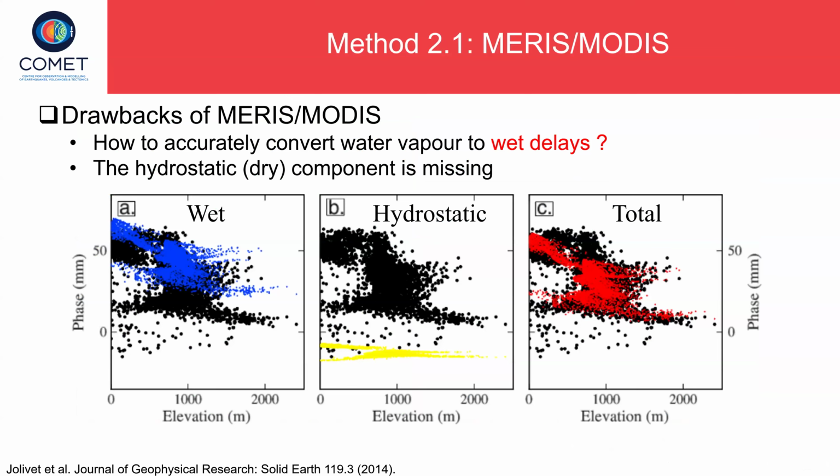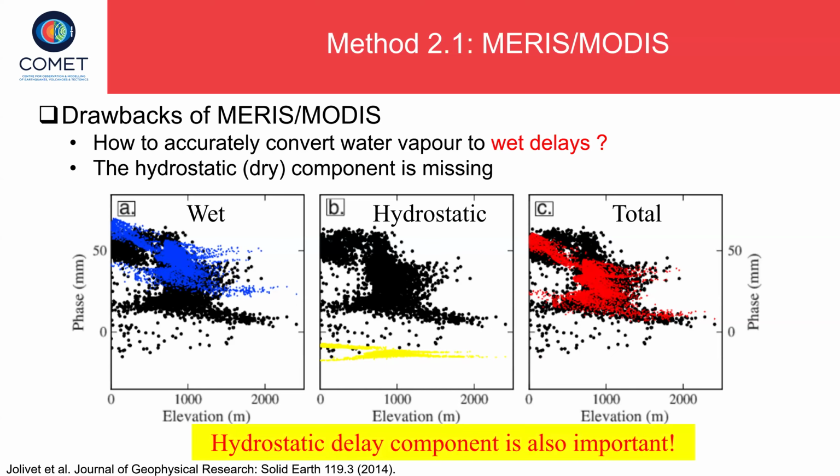But the drawback of using this kind of equation is that it ignores the hydrostatic delay. The dry component is missing because it only measures the water vapor, not the pressure, not any other parameters in the troposphere. So it can only give you the wet delays. The dry delays, the hydrostatic delays, are missing from these observations. In most cases, the dry delay is quite limited. It's very small, but in some cases it may be large. So it depends on the location and the time.